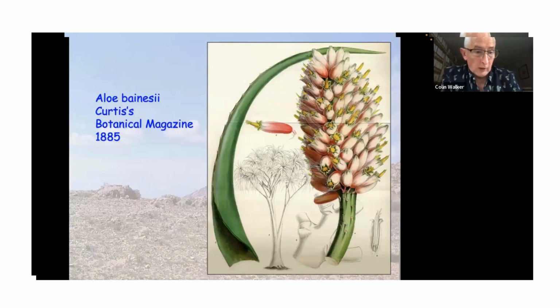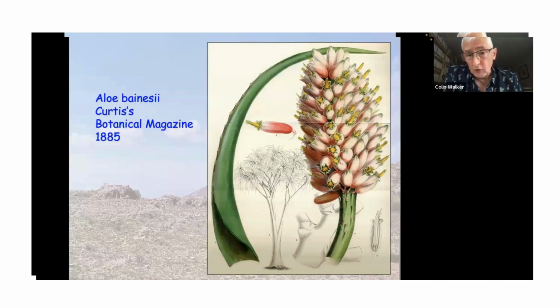Bizarrely, though, here we are at Kew in 1885. Curtis's Botanical Magazine is the longest running botanical magazine in the world, started by William Curtis in 1787. It's still running today, still with the same format, coloured paintings, drawings, whatever, of plants, with descriptions and guidance on cultivation and so on.